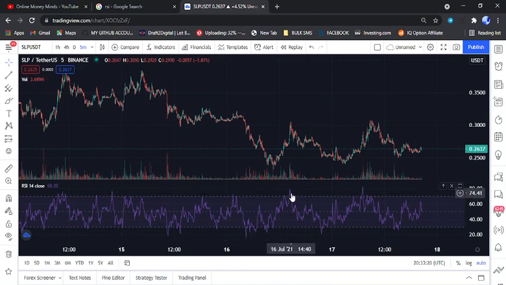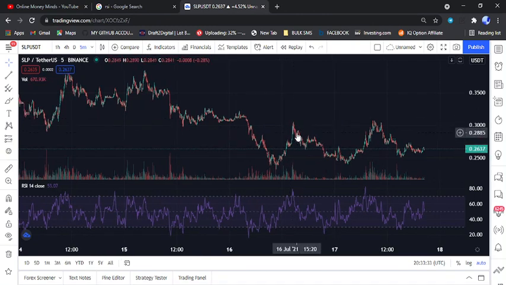Now let's look at what happened here. When the RSI moved from this place up to this place and crossed this line 70, we see that the price of SLP fell, meaning that it is overbought. Each time the RSI goes above 70, it means that that particular coin is being overbought at that particular point in time. Overbought means that people are buying it a lot.